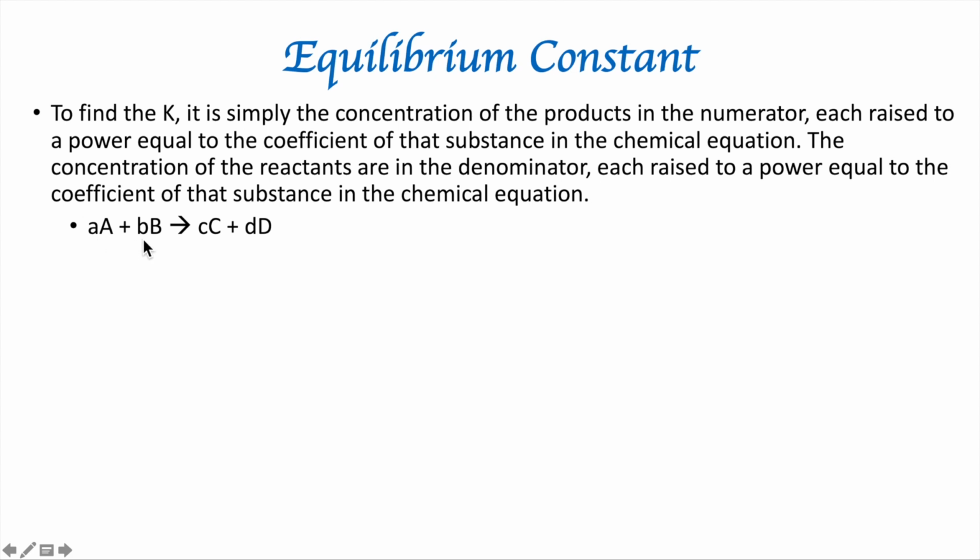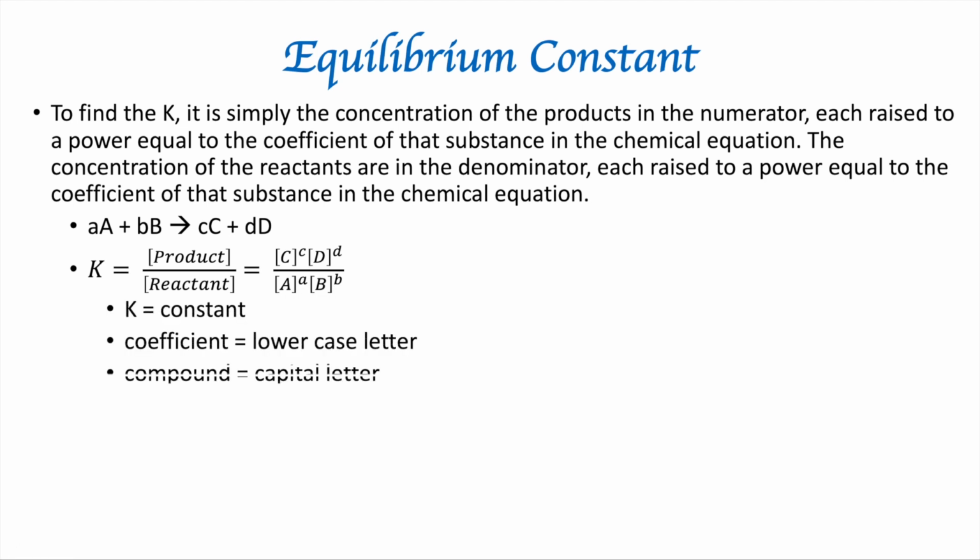You have lowercase a A plus lowercase b B producing lowercase c C plus lowercase d D. The lowercase letters here represent the coefficient numbers. The capital letters represent the substances. And so the constant is basically the concentration. Remember, the square bracket stands for concentration. It's the concentration of the products over the concentration of the reactants. And so if the lowercase letters represent the coefficient numbers, you're putting the products, C and D, over the reactants, A and B.